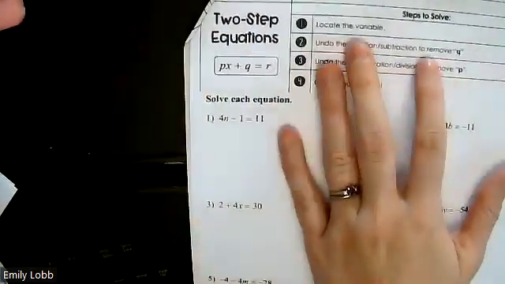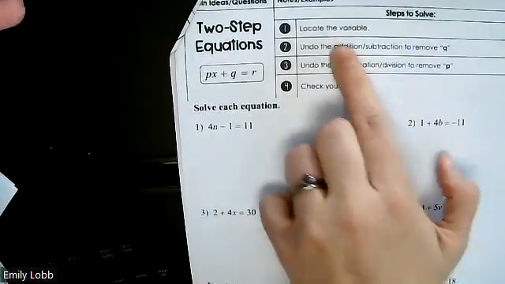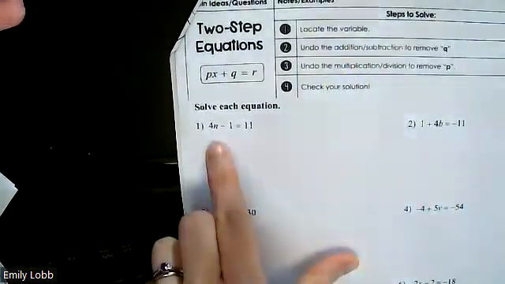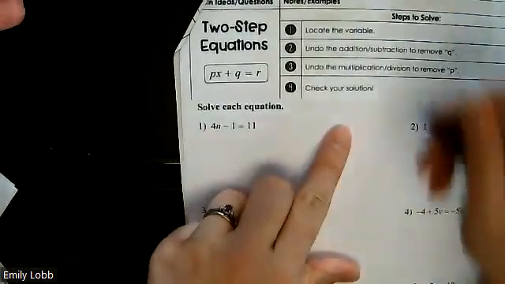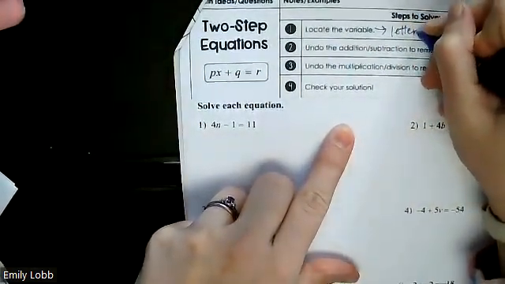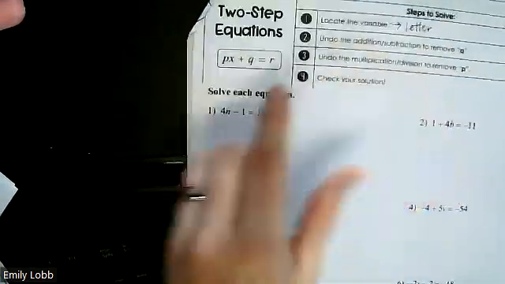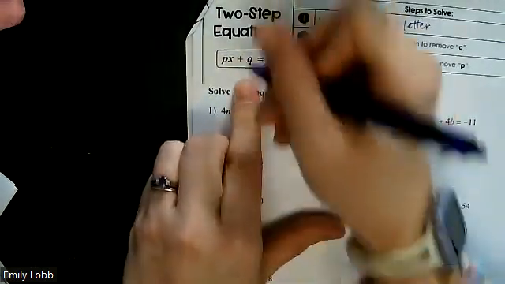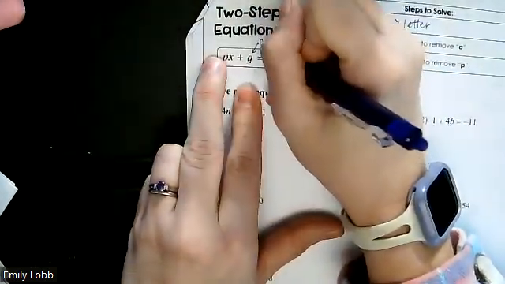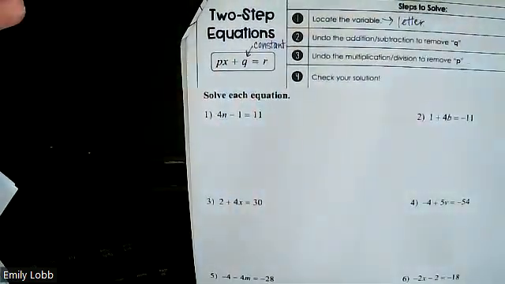So 2-step equations start with the same thing. This is page 7. We have to always locate the variable. So remember, the variable is that letter. So if you need to define that, then we have to undo the addition or subtraction to remove Q. This Q is called a constant. It's just a number that's not really tied to a letter. It's being added or subtracted from the letter.